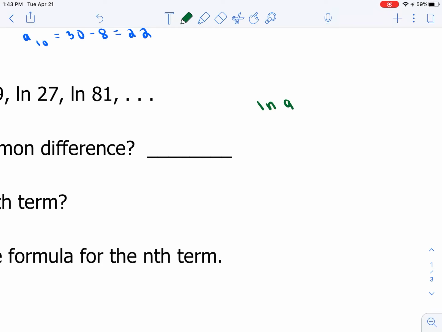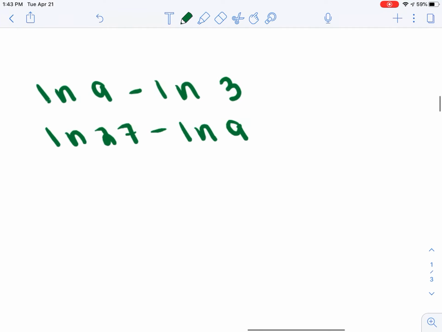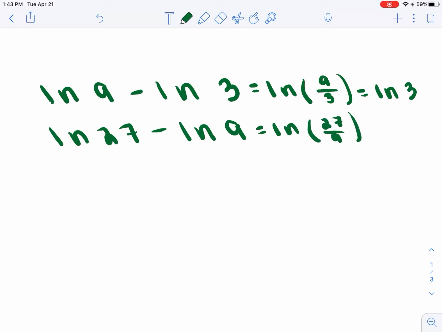So if I take natural log 9 and I subtract natural log 3, I should get the same thing as if I subtract natural log 9 from natural log 27. Well, let's think back to the exponential unit and log unit. Remember that when you subtract two logs, that's the quotient property. This can be rewritten as the natural log of 9 divided by 3, which equals the natural log of 3. Well, let's see if I get that this time around. If I do the natural log of 27 minus the natural log of 9, that's the natural log of 27 over 9, which is also the natural log of 3.